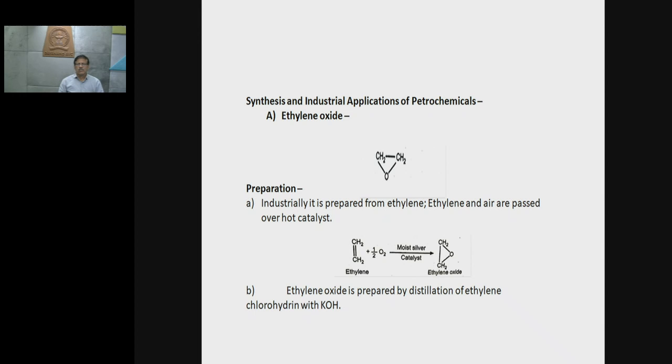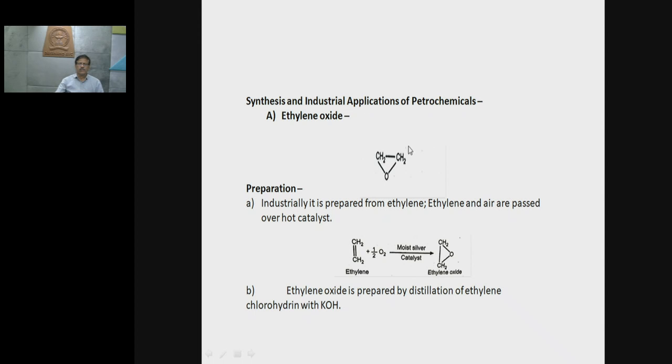Today we see about synthesis and industrial applications of petrochemicals. So many petrochemicals are there. We here see its uses, what are the synthetical methods, and how these petrochemicals are applied. Firstly, we see about ethylene oxide.